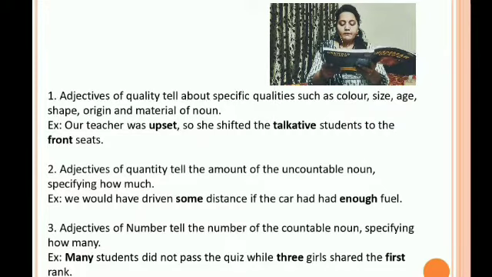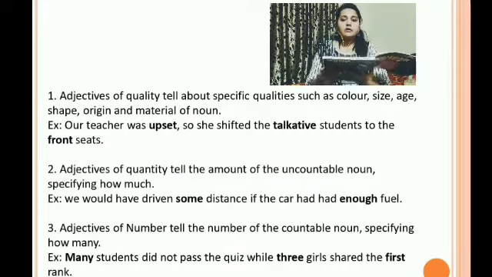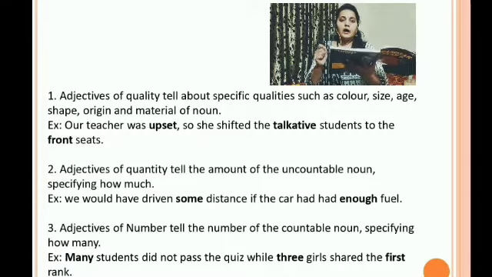Or if I want to take another example, I may say: Our teacher was upset, so she shifted the talkative students to the front seat. Here, our teacher was upset. How was our teacher? She was upset. So what was her quality? That she was feeling very much upset. And then she shifted the talkative students. What was the quality of the students? That those students were very much talkative. To the front seats. Then what is that seat? How was it? It was a front seat. So upset, talkative, and front are the adjectives of quality.